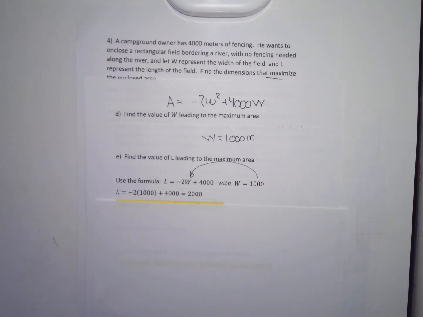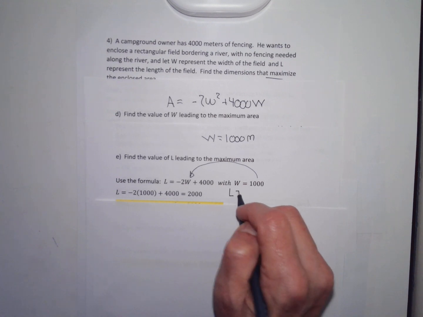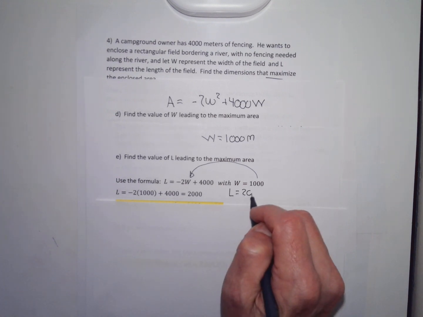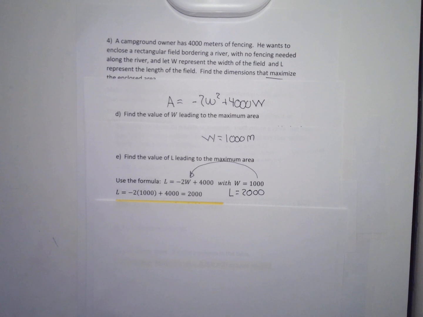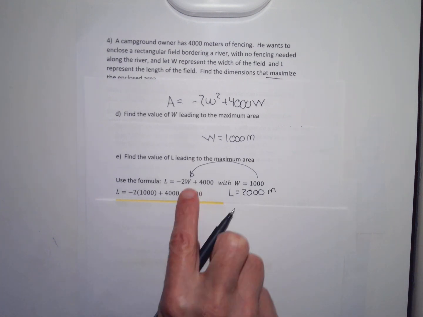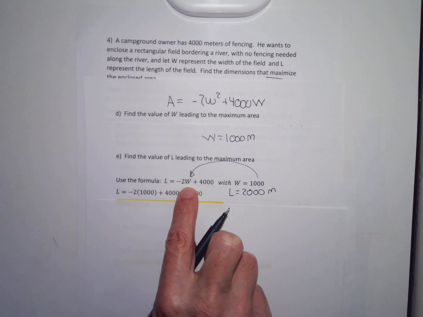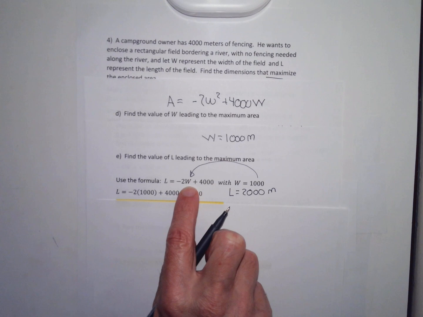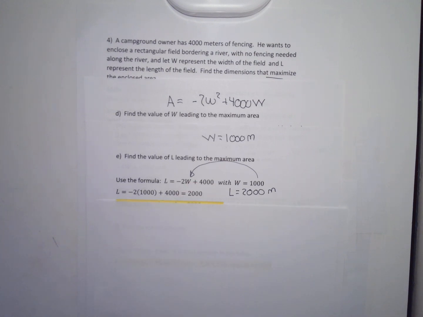And when I do that and crunch that number on my calculator, I get the length for the one length that I'm building is 2000 meters. That's just taking the value that I've got for the width, that's going to maximize the area, and plugging it into the length equation that I figured out in part A. And so my answer to part E, which is the length, is 2000 meters.